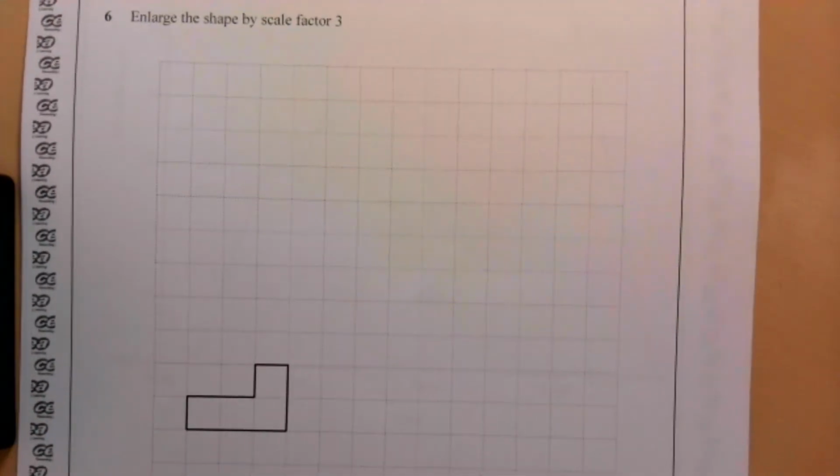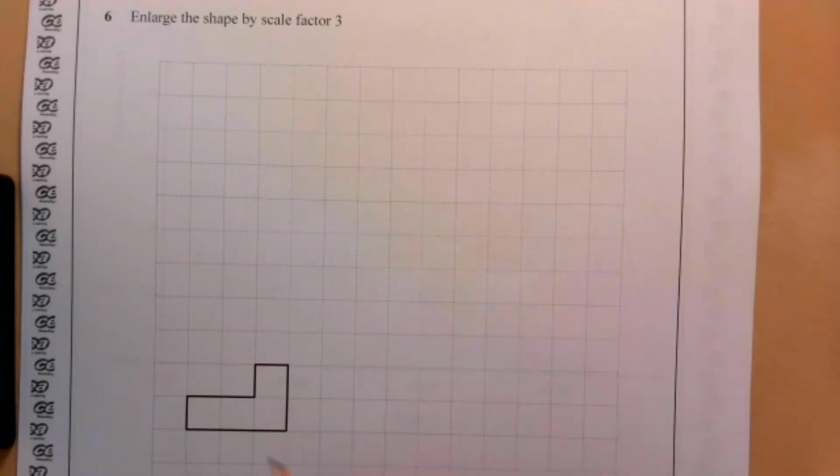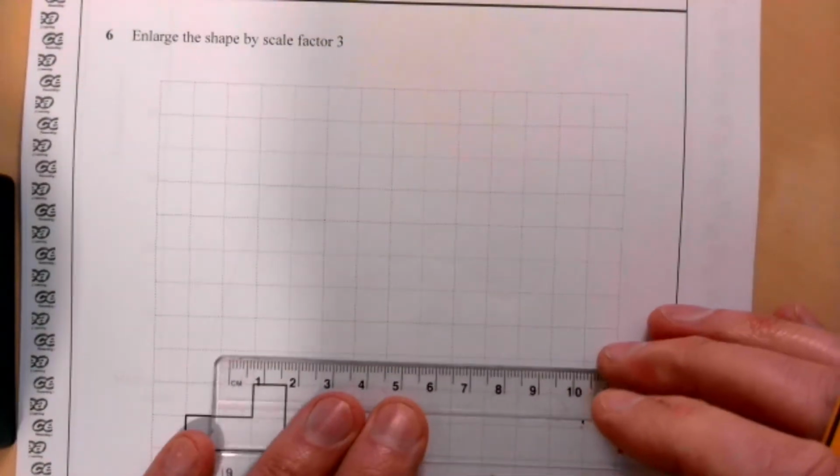I have that. Enlarge the shape by scale factor 3. It's not on a coordinate plane or anything here, so there's no center of enlargement or anything like that, so we just need to make it 3 times bigger. This is 3 along, so we need to make it 9 along.